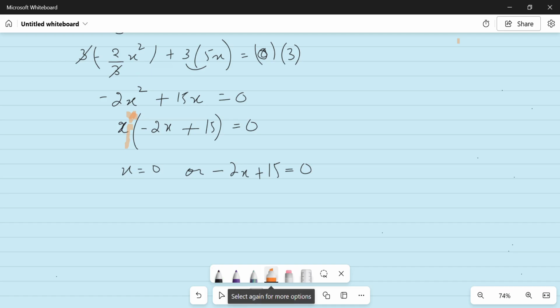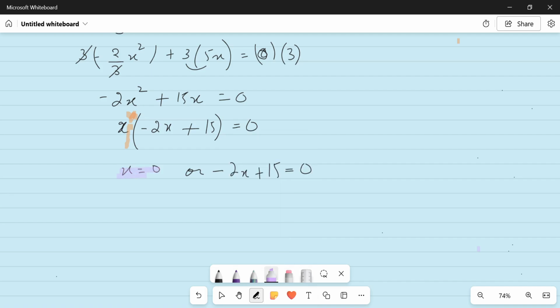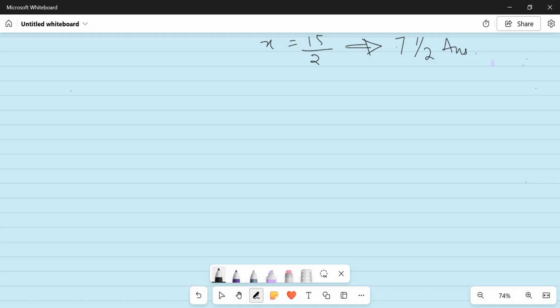So here we have already found the value: x equals 0. Let me solve the other one. Here, negative 2x, we don't need plus 15. It shifts to the other side and becomes negative 15, right? So negative and negative cancel out. x equals 15 divided by 2. So the fraction form is 7 whole 1 over 2, right? Okay, let's solve another type of question.